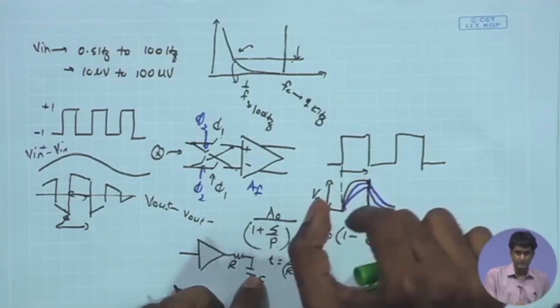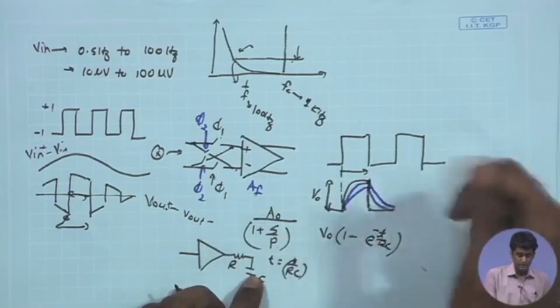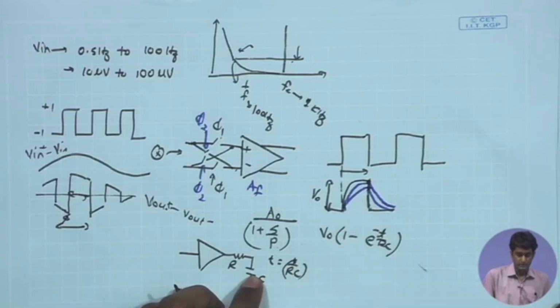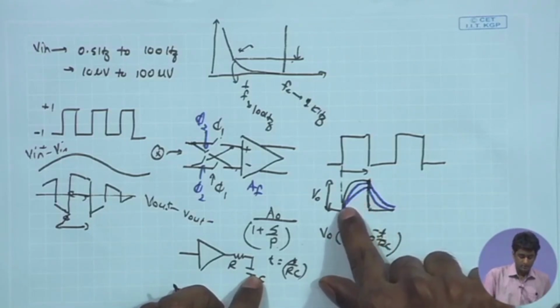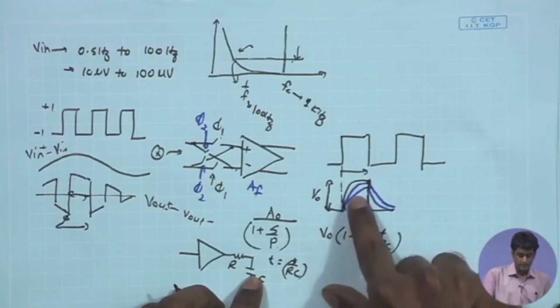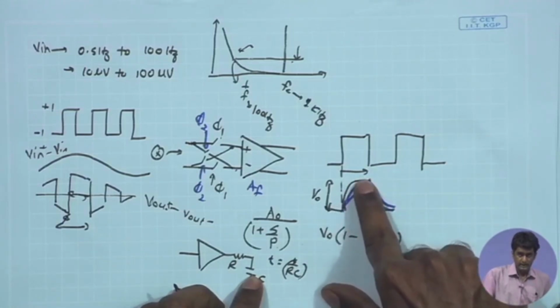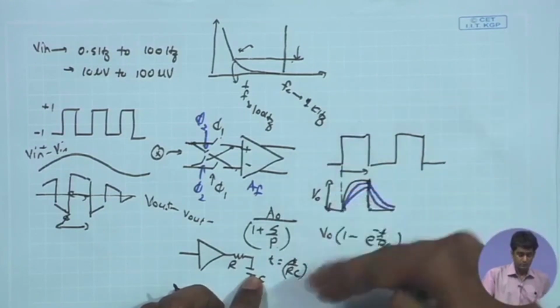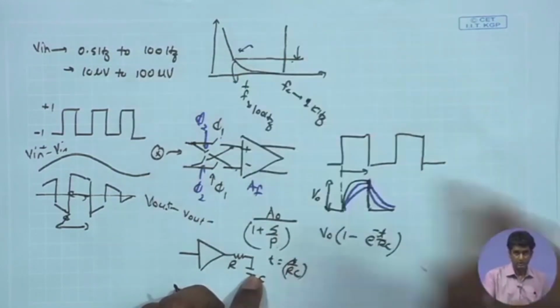If the clock frequency is much larger as compared to the pole frequency, the signal may not be able to reach the final destined value. As a result, the final value that you get is going to have a nonlinear dependency on the input signal.